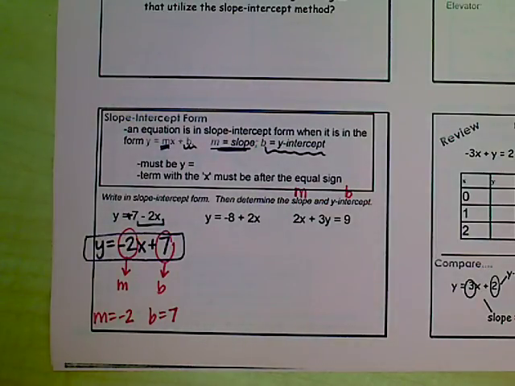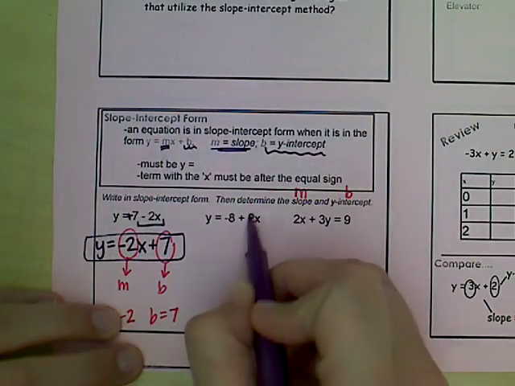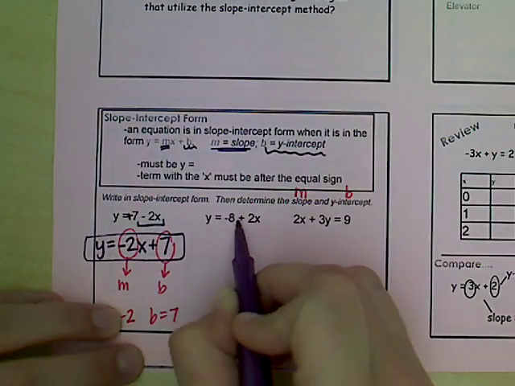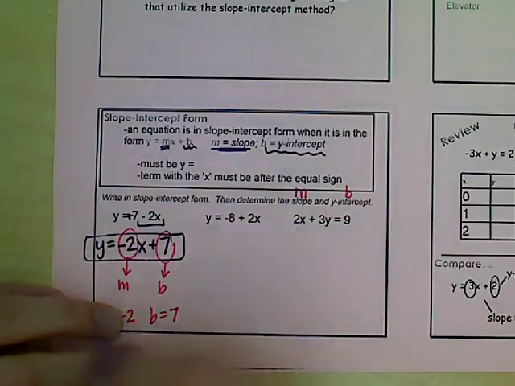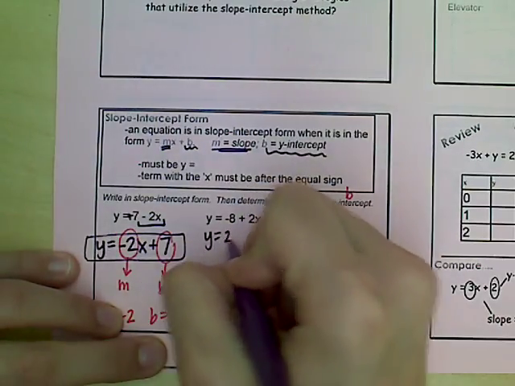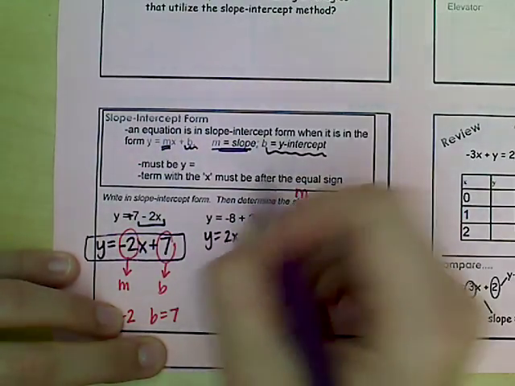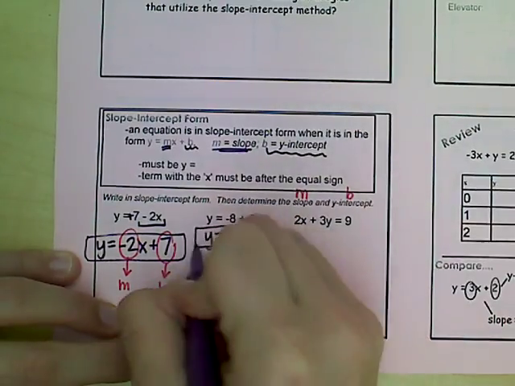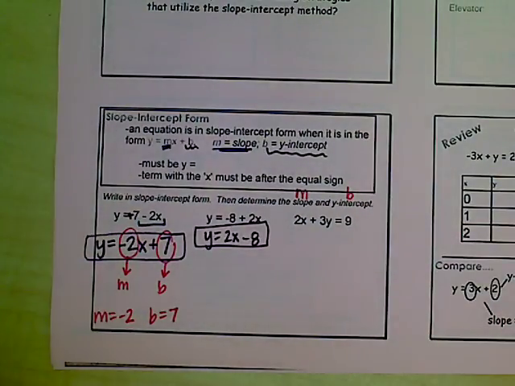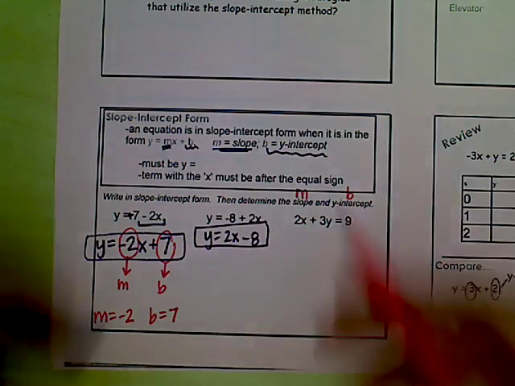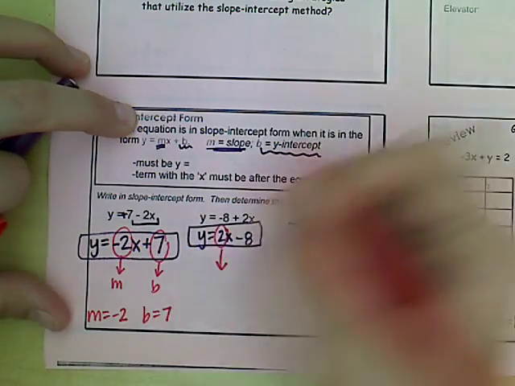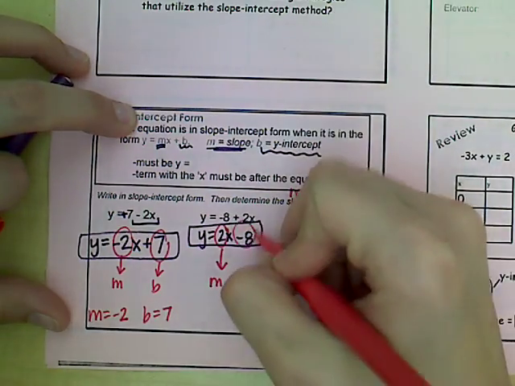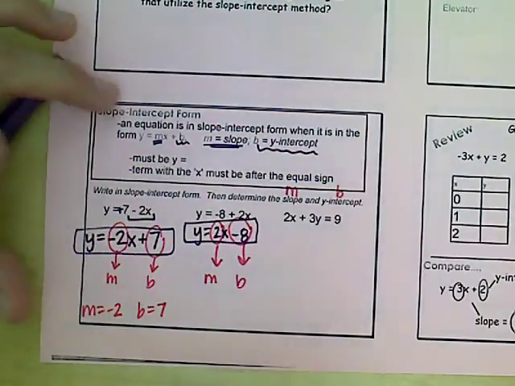All right, if we look at the next one, I need, again, just to have my x term come first. It's in y equals, so that's the only thing I need to change. So I'm going to make it y equals 2x, because that's a positive 2x, minus 8. If I'm looking for my m and my b, my m is always with the x, and my b is the number that's by itself.